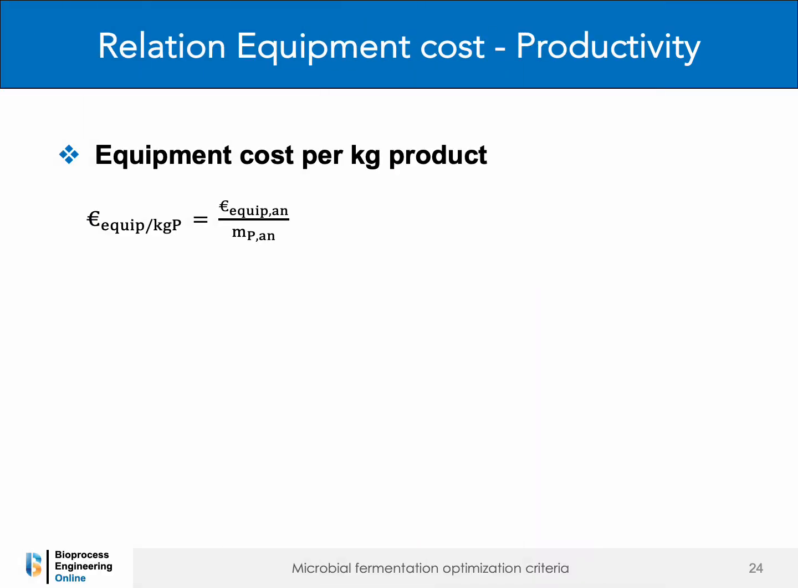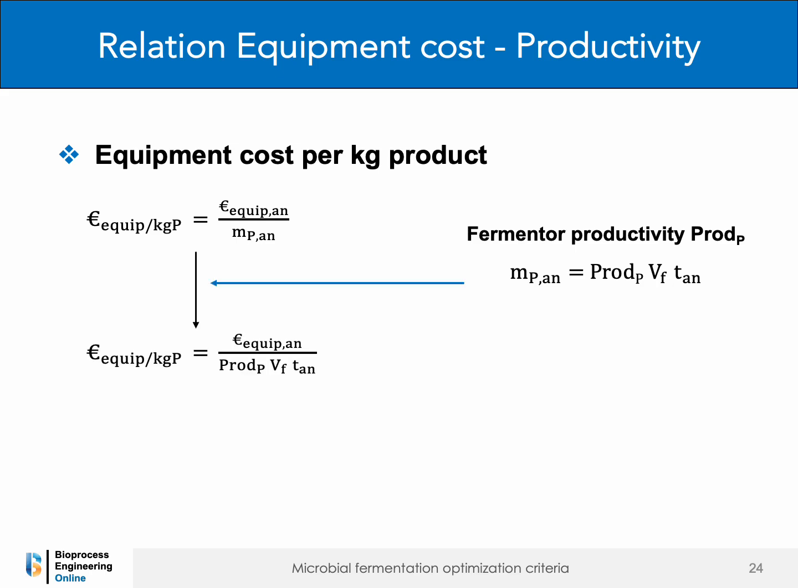The equipment cost per kilogram product, euros equip per kilogram P, is the annual equipment cost, euros equip N, divided by the annual mass of product, MPN. During year-round operation, the annual production of P is related to the fermenter productivity ProdP by the relation MPN equals ProdP VF TN. Thus, euros equip per kilogram P equals euros equip N divided by ProdP VF TN.